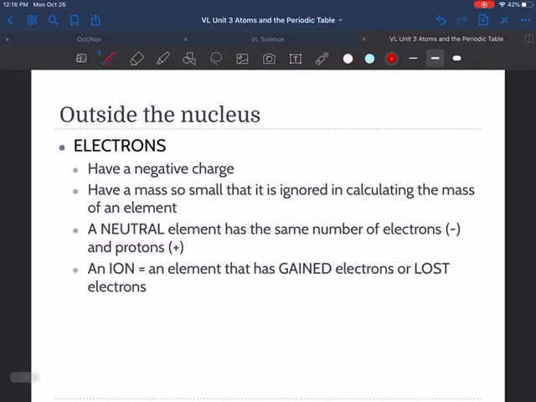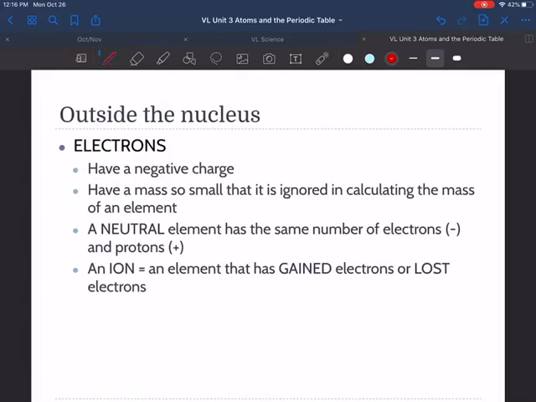Then we have our electrons, which are outside of the nucleus. Electrons have negative charges. It's why they are attracted to the positive nucleus, right? Opposite electrical charges attract each other. They do have a mass. Electrons are matter, so they do have a mass. However, that mass, in comparison to protons and neutrons, is so small that we ignore it when we calculate the overall mass of the element.